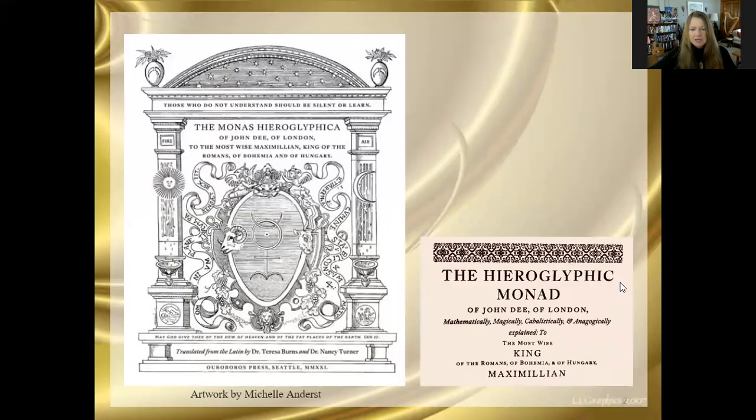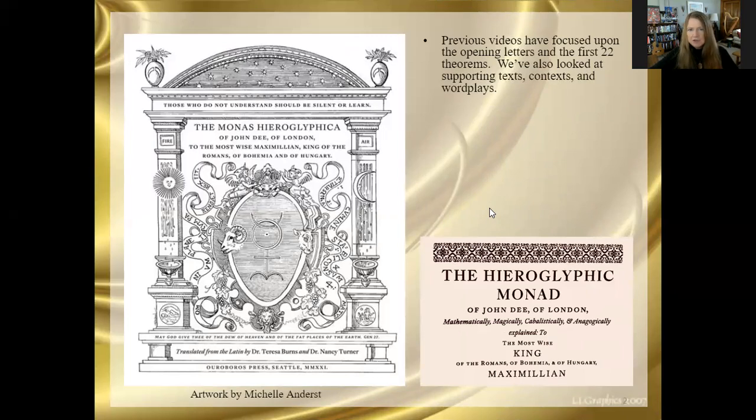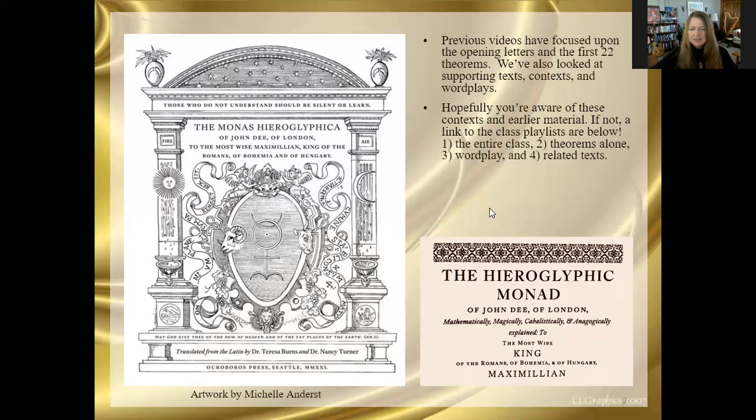I usually give a kind of spiel here saying that I assume you know who John Dee is, you know what the hieroglyphic monad is, and so on. Actually, you don't have to have read or understood any of it to understand what I'm going to talk about here, though if you don't know who Dee is or what the Monas Hieroglyphica is, I'm not sure why you're watching, but welcome.